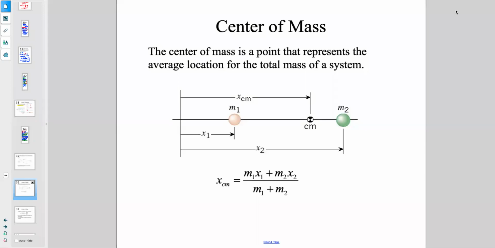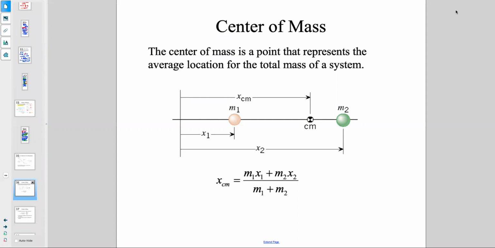Okay, part 3 of chapter 9, center of mass. The center of mass is a point that represents the average location of the total mass of the system. Suppose that you have a system of n particles or n objects. You can think that they are all one particle and the mass of all of them is located at the center of the mass.